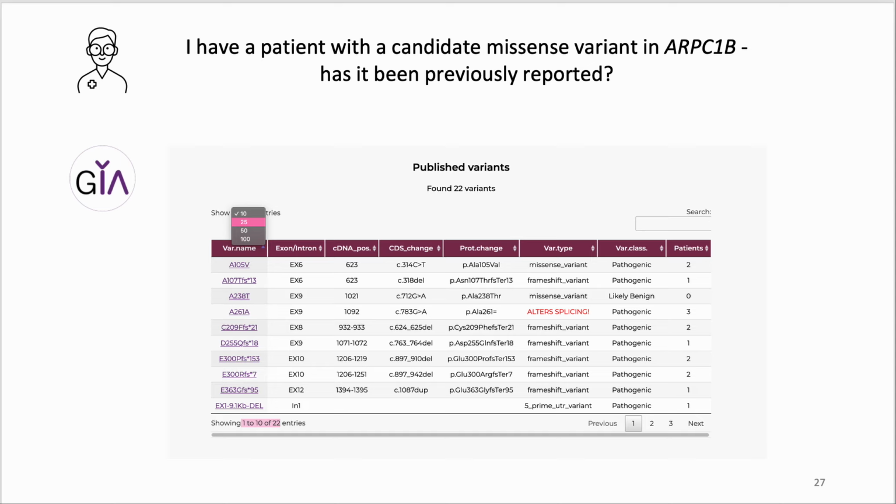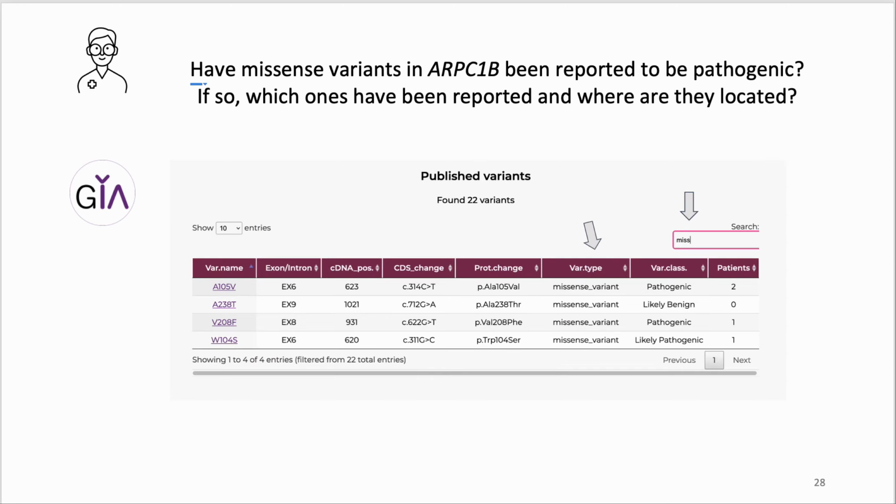Another question a clinical provider might ask is, well, I have a patient who was reported to have a candidate VUS that's predicted to be a missense substitution in a certain gene. Has this been previously reported? And this basically is a catalog of all of the published variants that we know about and their current classification.